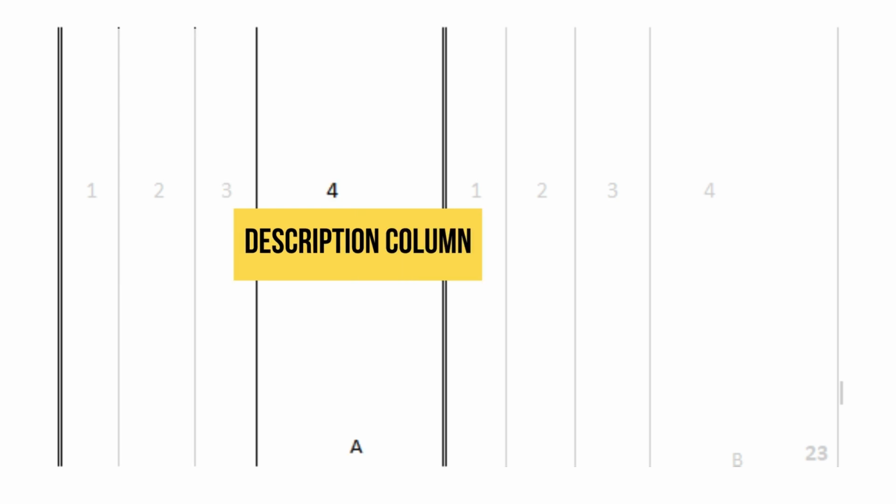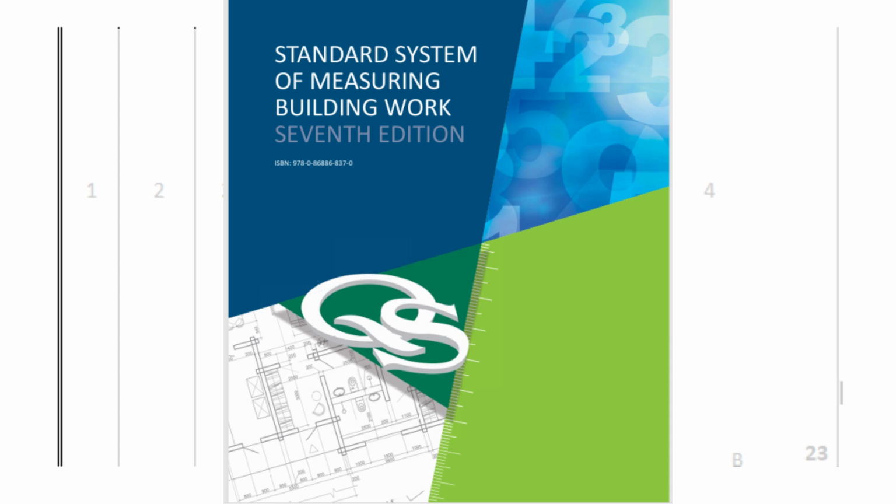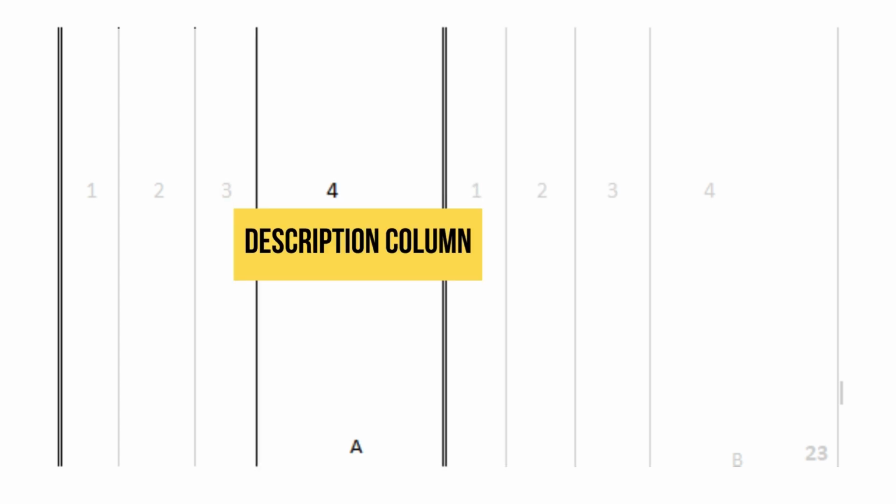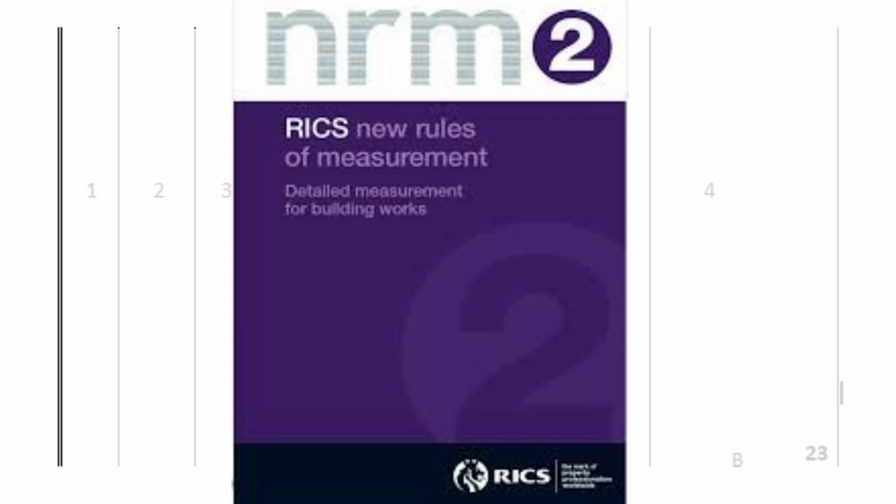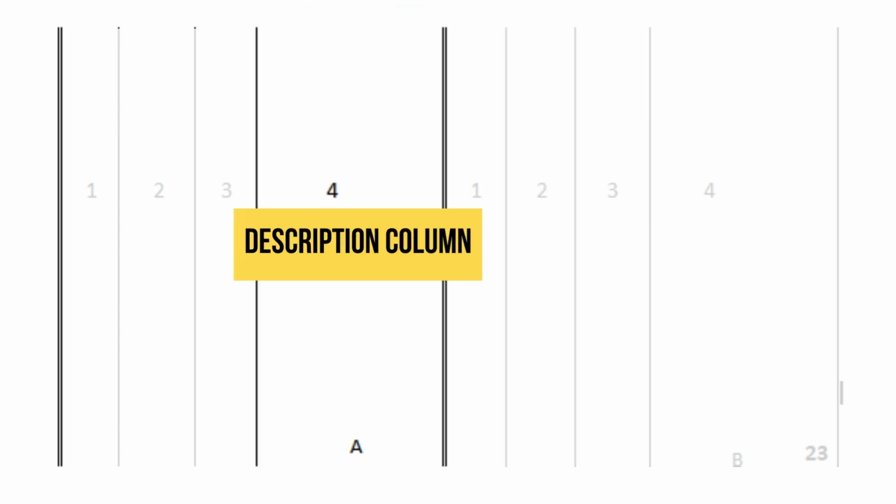The fourth column is the description column, right? And this is where you enter the description of the work or item you're measuring. The one important thing to note is that the way we describe work is influenced by the appropriate measurement guide. For example, in South Africa, our takeoff follows the standard system of measuring building work. In other regions, they might use different guides like the NRM in the UK or others depending on the country.